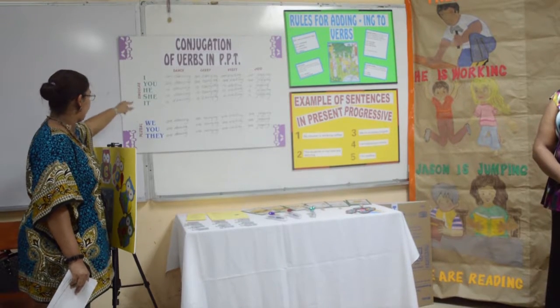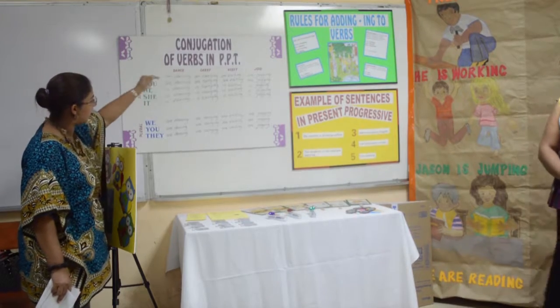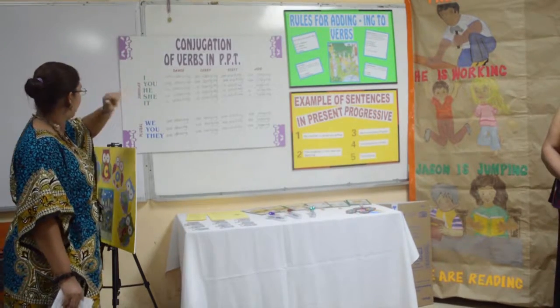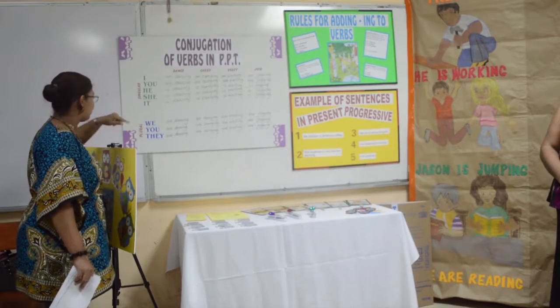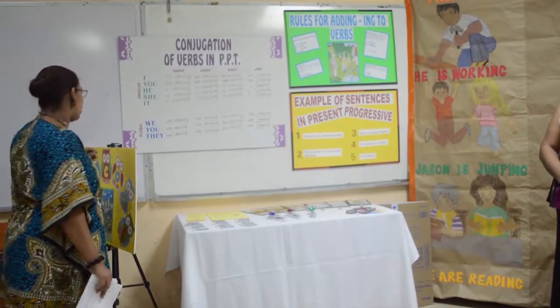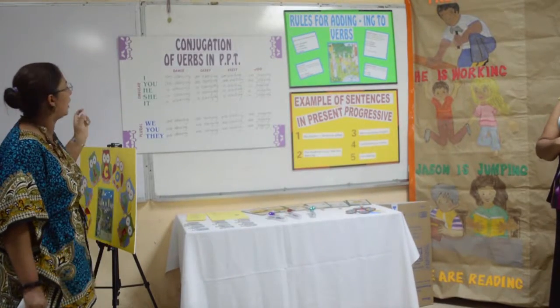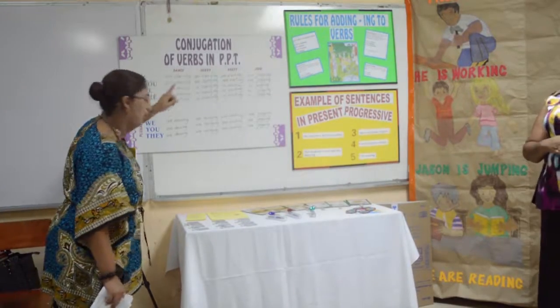For the plural form, for we, we are dancing, we are carrying, we are visiting, and we are jogging. For you, you are dancing, you are carrying, you are visiting, you are jogging. And for they, they are dancing, they are carrying, they are visiting, and they are jogging.